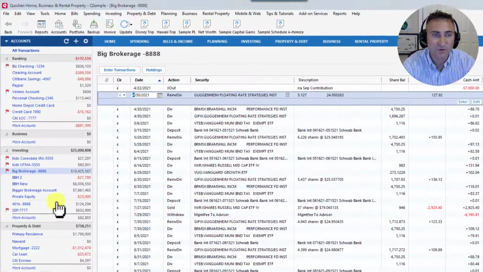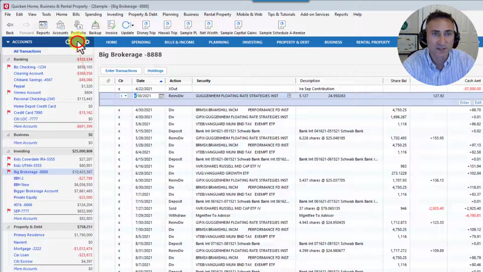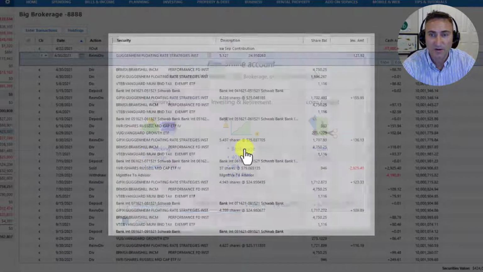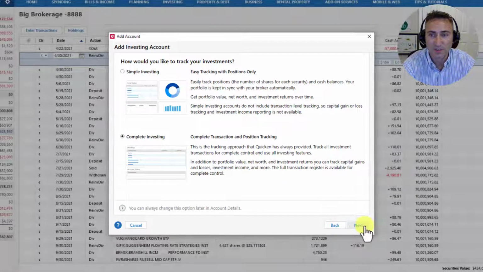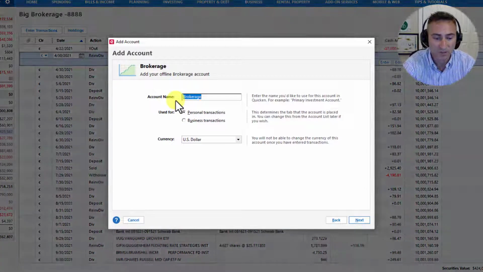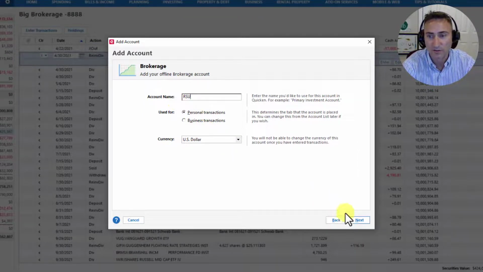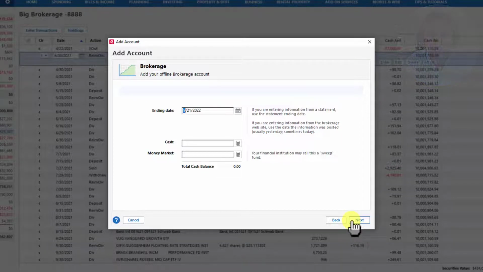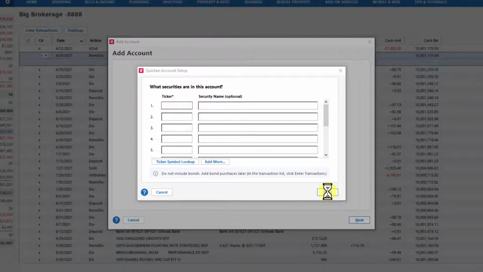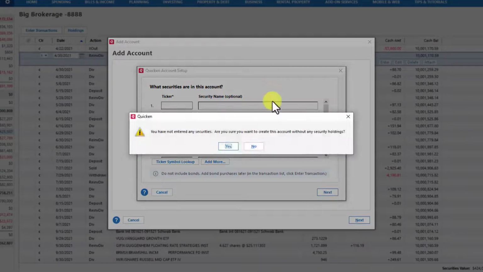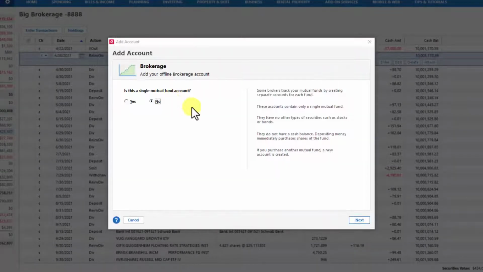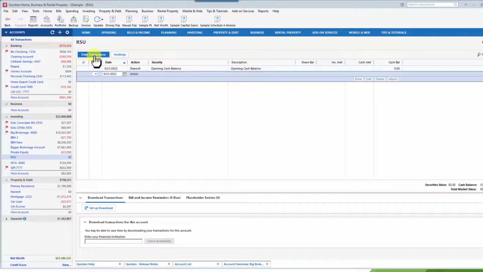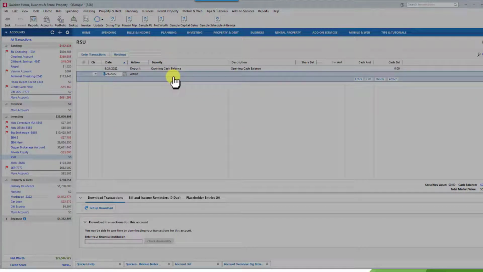So the first thing I'm going to do is create a separate account for RSU. We're going to create an offline account. It's going to be a brokerage account, a complete investing account. We're just going to call it RSU account, and we are going to say next. And we will put the state in. We will not start off with any securities, and this is also not a single mutual fund account. So now that we have a new RSU account, let's go ahead and enter an RSU grant.